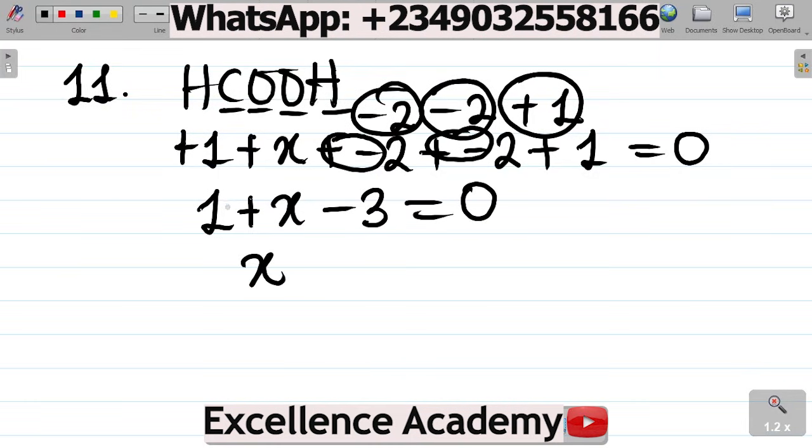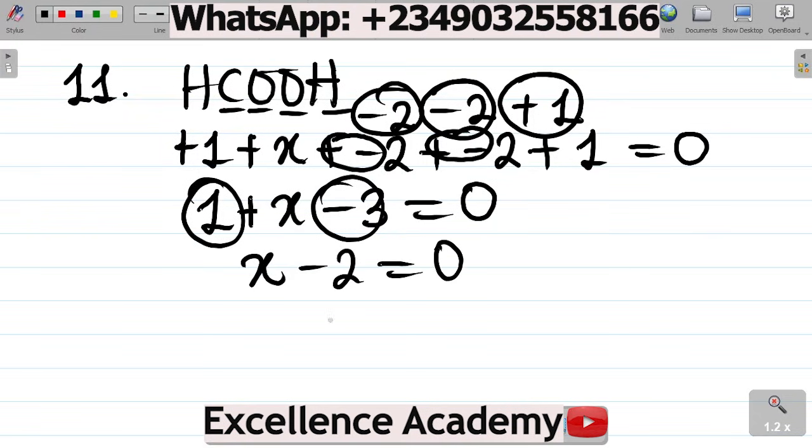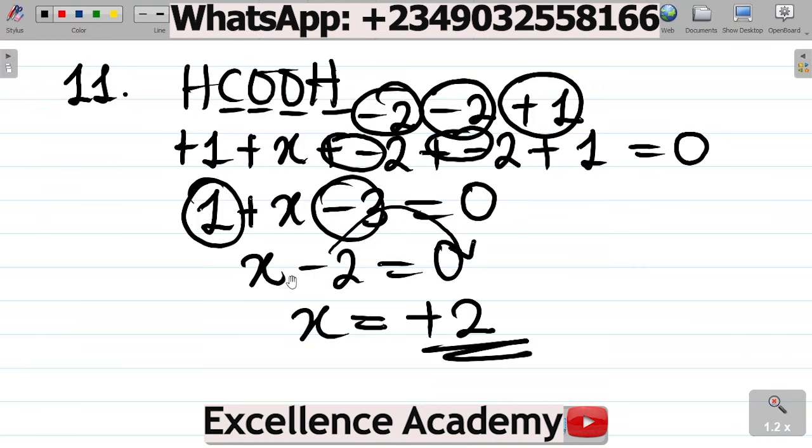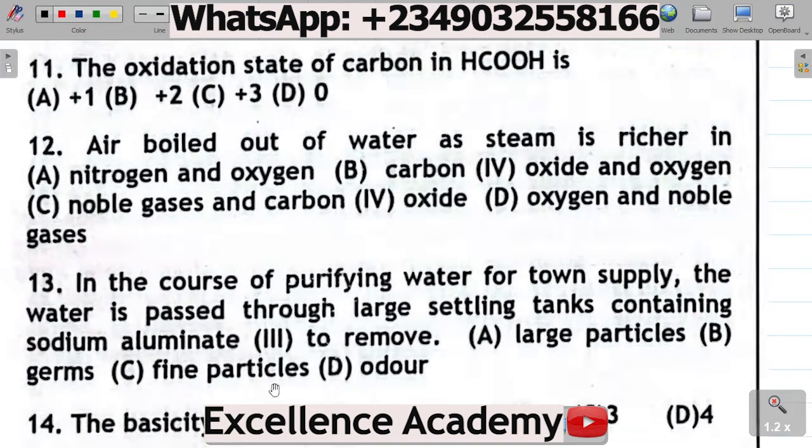So you have x here. 1 minus 3 is minus 2, equal to 0. So x equal to minus 2 moves over here, becomes plus 2. So the correct answer there is plus 2. The correct option is B, plus 2. So plus 2 is your correct answer.